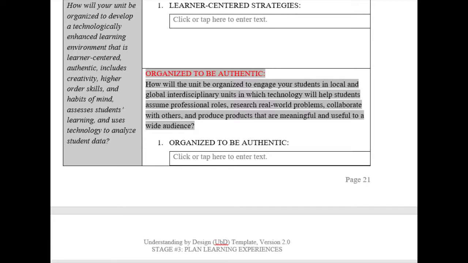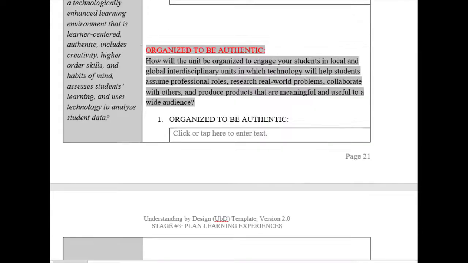So really engage your students so that they can understand the information, not just within the classroom, but make it relevant both locally and globally in many other areas of their lives.